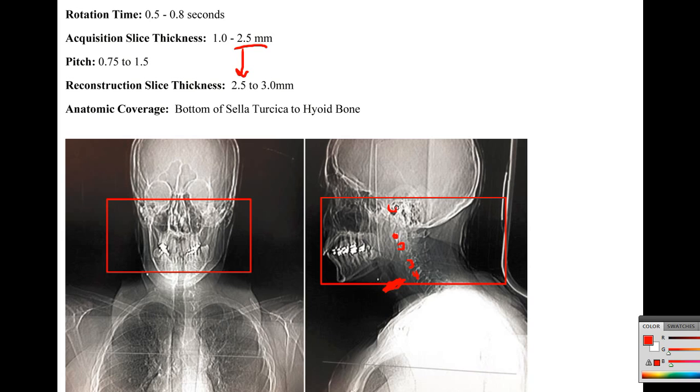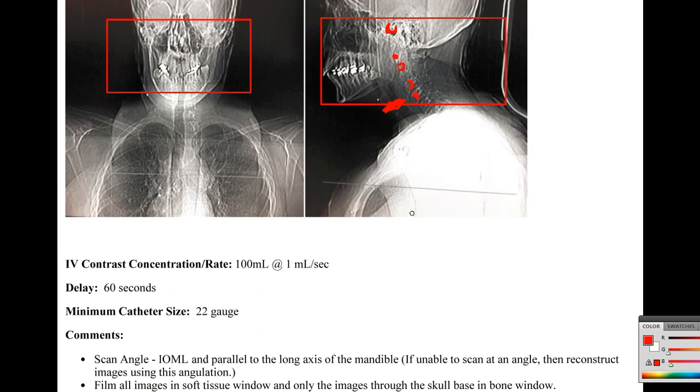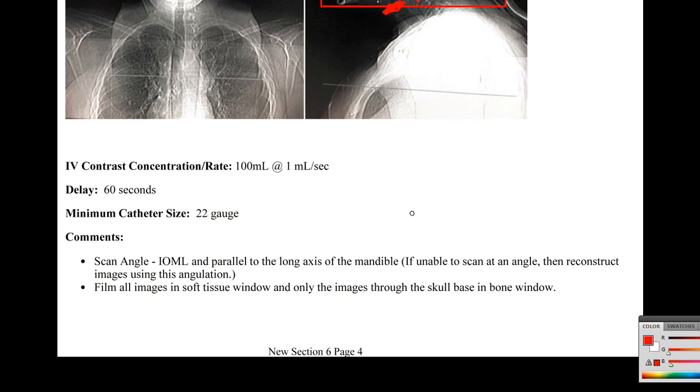And make sure that you're in the range of the sella turcica. Here is the sella, and so we are right above it in terms of the scan. IV contrast is going to be 100 milliliters at 1 milliliter per second, and as you will see, the delay is going to be 60 seconds. So as you're scanning, you're still going to be injecting the patient with contrast.